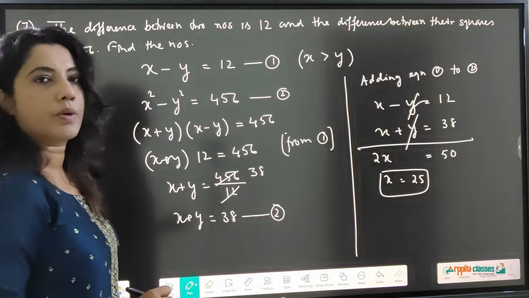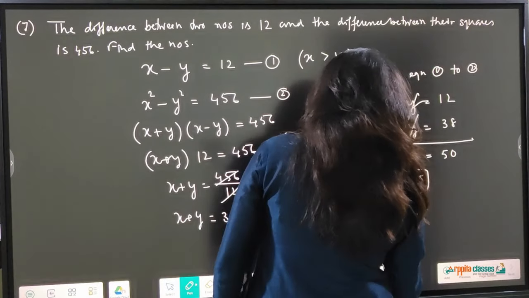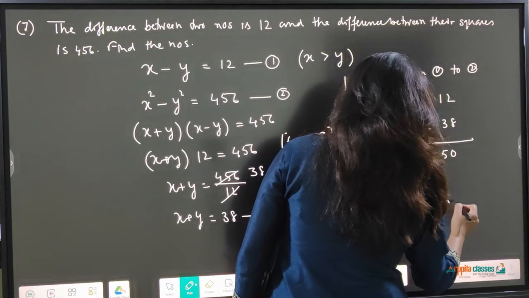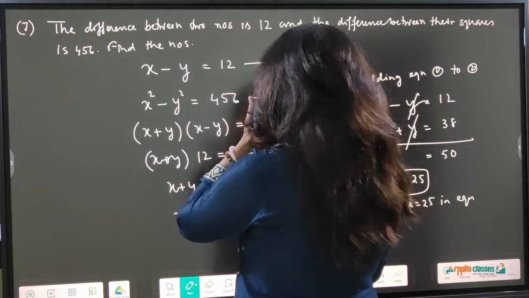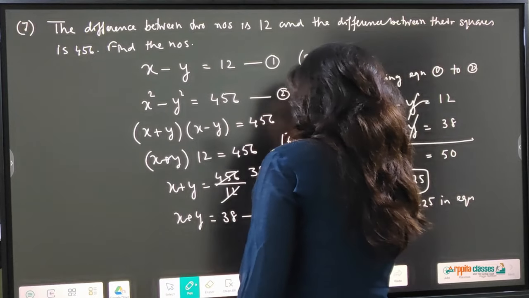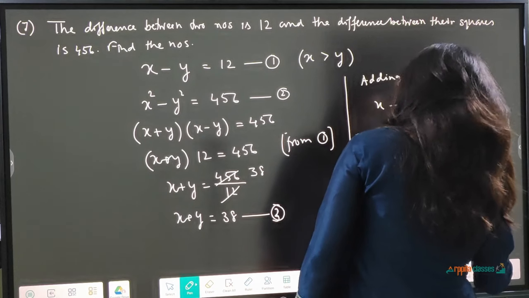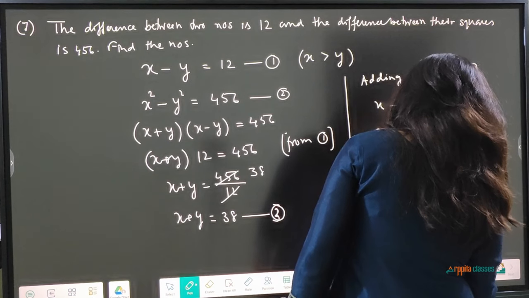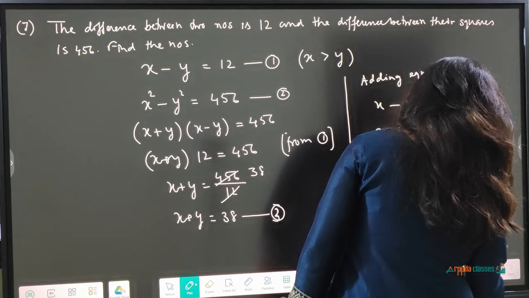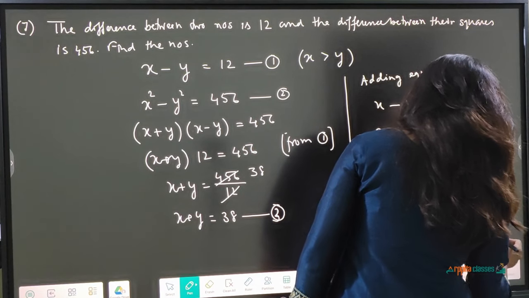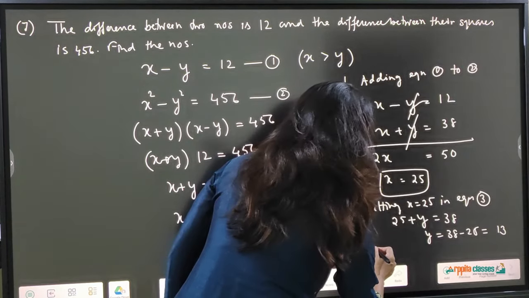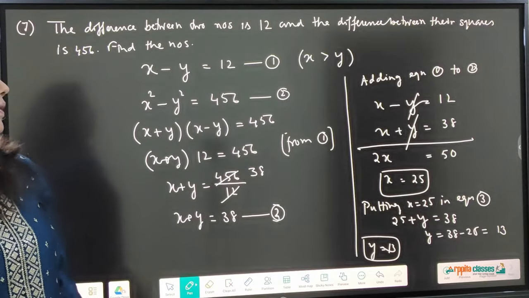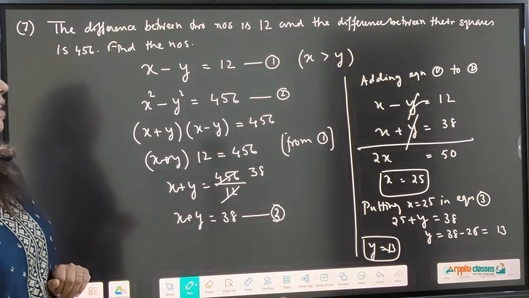Now we can put it in equation number 1 or equation number 2, anything. So putting x is equal to 25 in equation 3, sorry, I said 2 but this is equation 3. So 25 plus y is equal to 38, or y is equal to 38 minus 25. That is 13. Y is equal to 13. So we got the value of x and y.